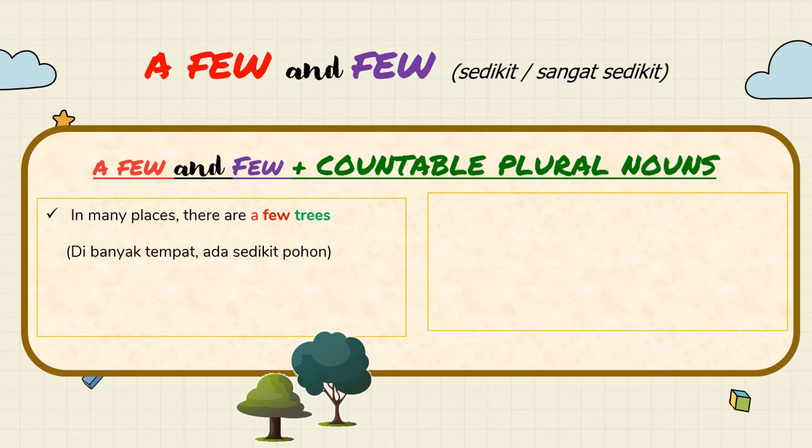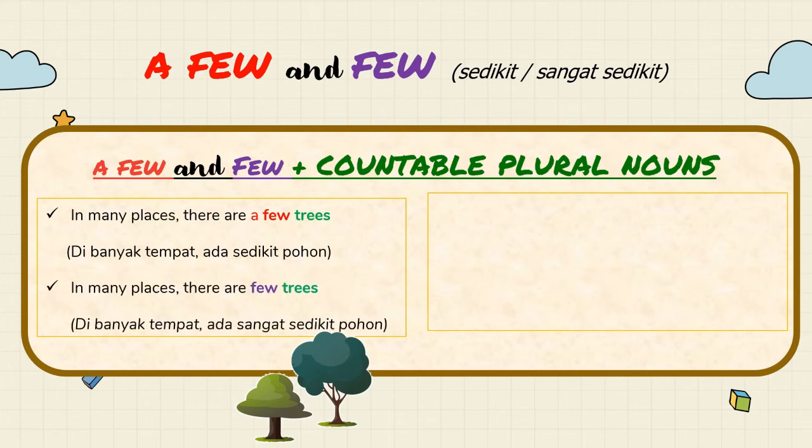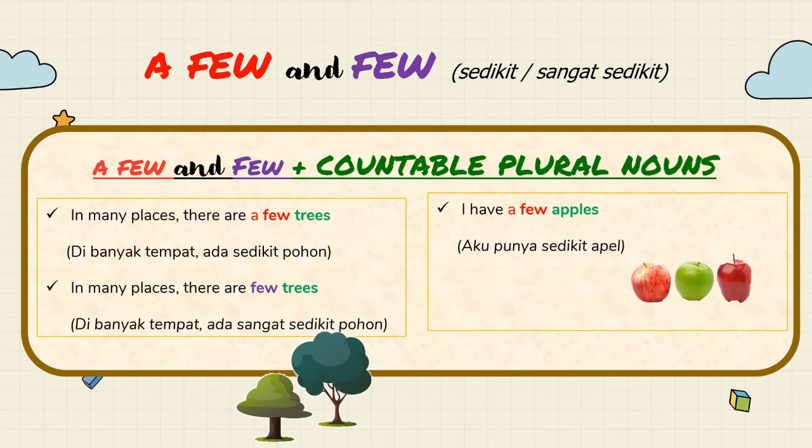For example, you can say, in many places there are a few trees, or in many places there are few trees. The second example, I have a few apples, or I have few apples.